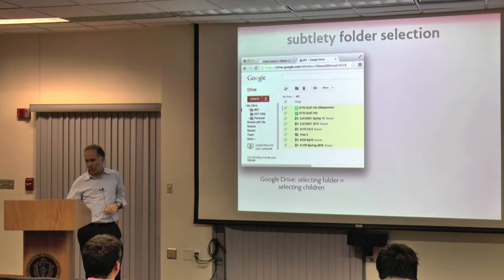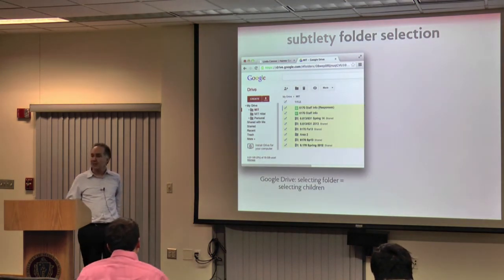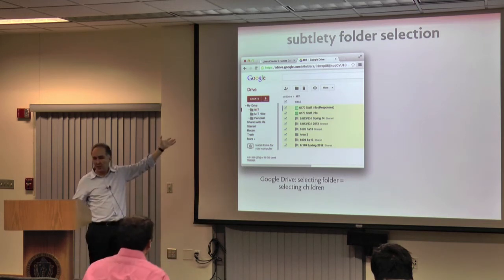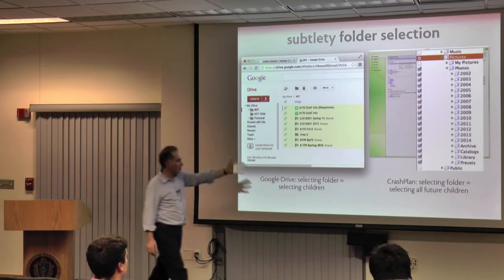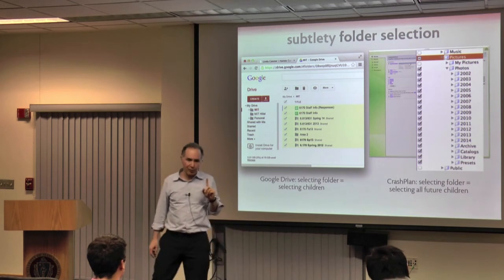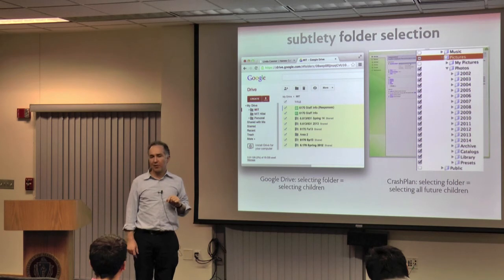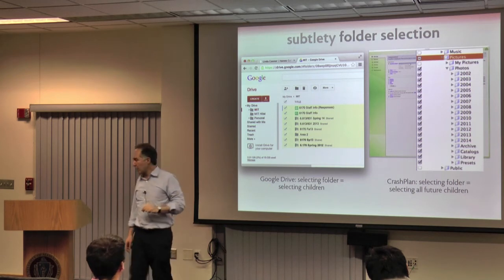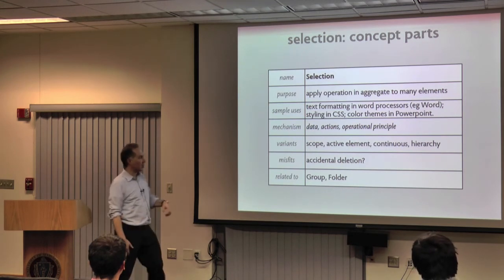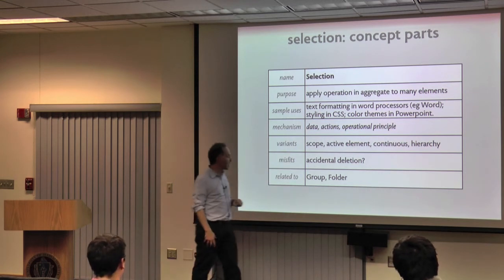And then my final example: when you select things inside folders, and you can also select folders, this gets pretty interesting. In Google Drive, for example, if you select a folder, it's just the same as selecting its children. But in many backup programs, such as CrashPlan, if I select a folder, its semantics is subtly different. It means include the children and any new objects that might become children in the future, which I think is pretty interesting. And so you can do a similar kind of catalog entry for selection, describing its data model, its actions, and the different kinds of variants it has.